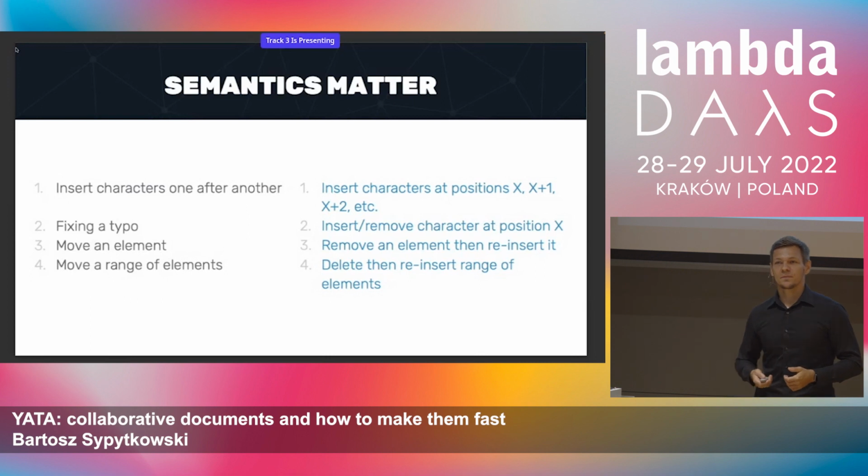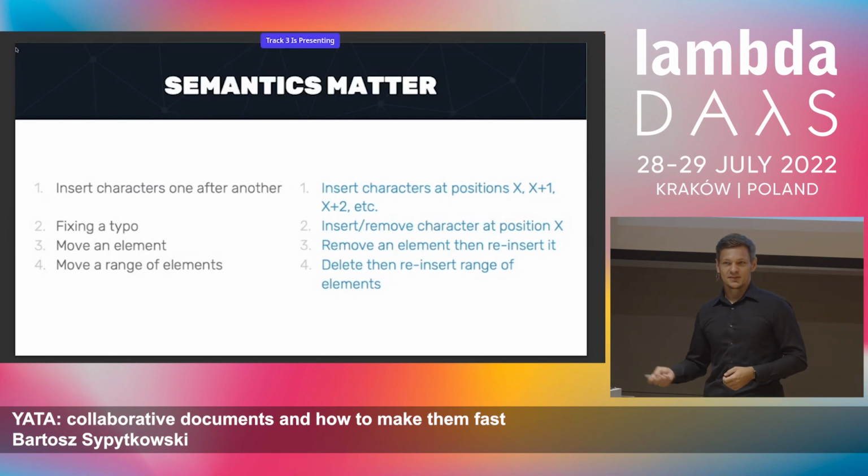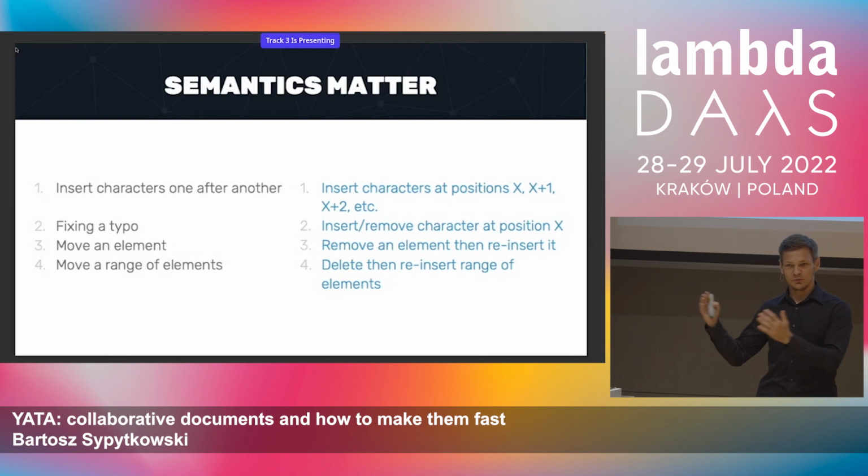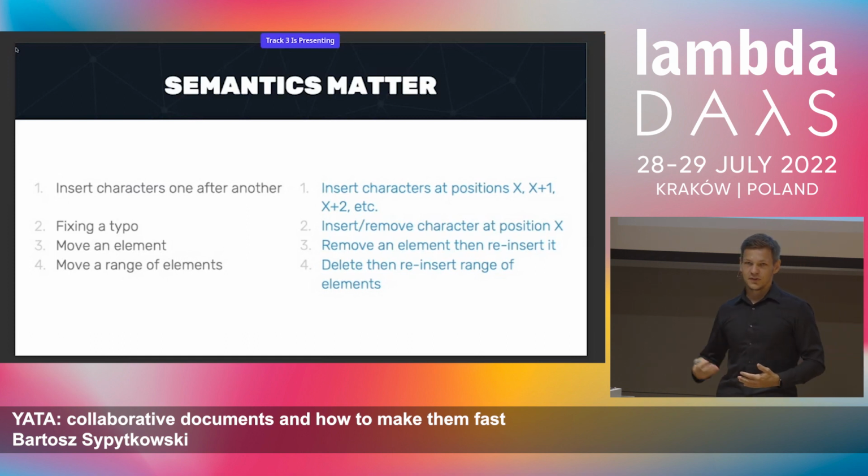Same about fixing a typo. We want to fix a typo in some word. So we are, for example, inserting the missing character. What if two people are doing the same thing? We end up with another typo, right? Another thing is moving elements. So of course, move an element: just remove it from one position, insert it into another. But what if another person at the same time is trying to write something to the object that we just removed? Another thing, moving ranges of elements. So for example, we have a paragraph of text which we want to move up or down inside of the document, while other people are still writing something inside of this paragraph.